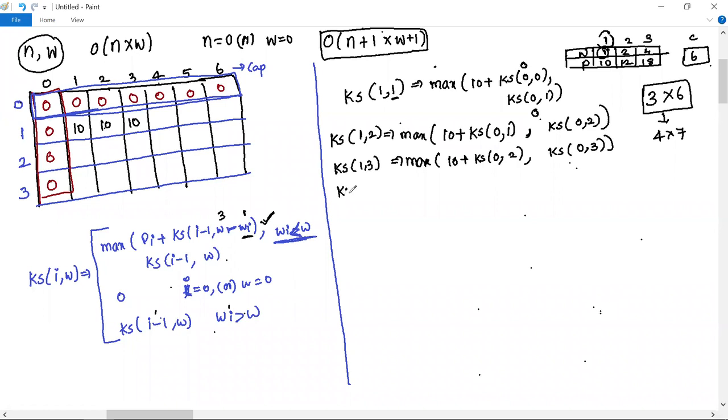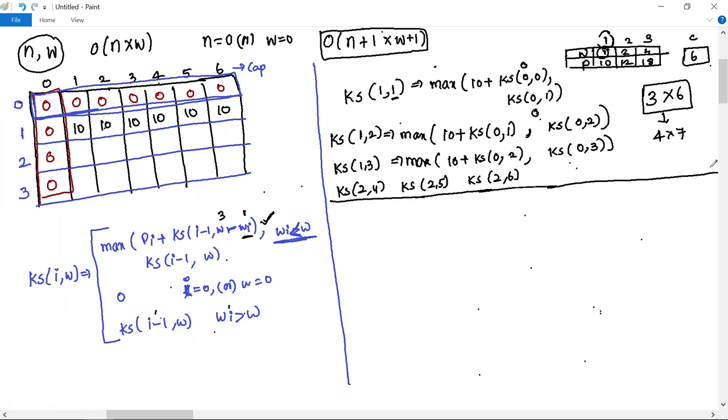Same way you can go for case of 2 comma 4. This also will be 10. If you want, you can see case of 2 comma 5. This will also be 10. If you want, you can compute it. Case of 2 comma 6. This will also be 10. Up to here we are very clear.